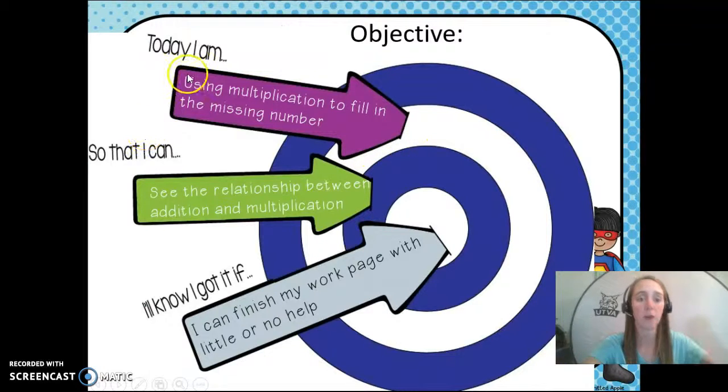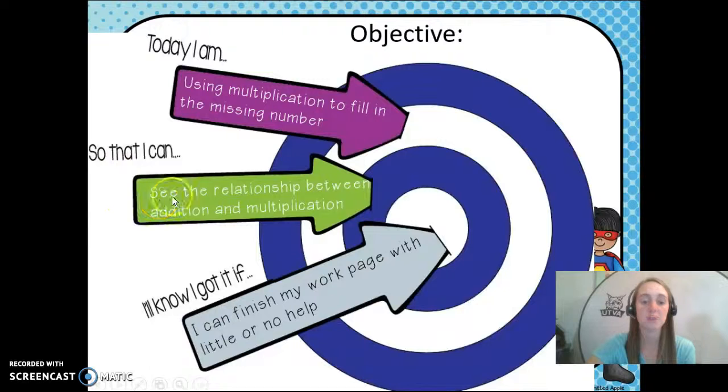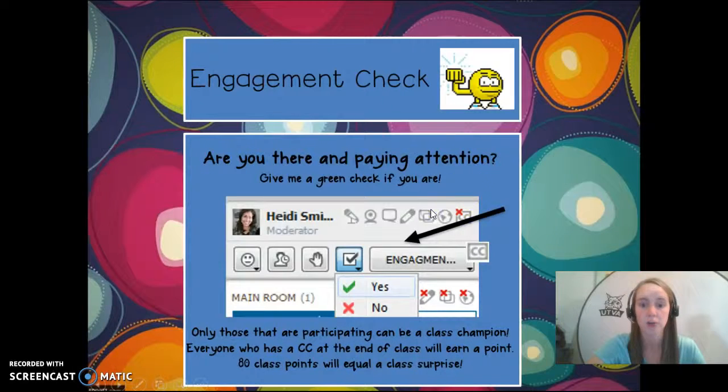Today for math, you are using multiplication or repeated addition to fill in the missing number. You're doing this so that you can see the relationship between addition and multiplication. And you'll know you got it if you can finish your work page with little or no help. And I want you to try to do this without a multiplication chart today. If you need one, you can use it, but I really want you to try to not use one.